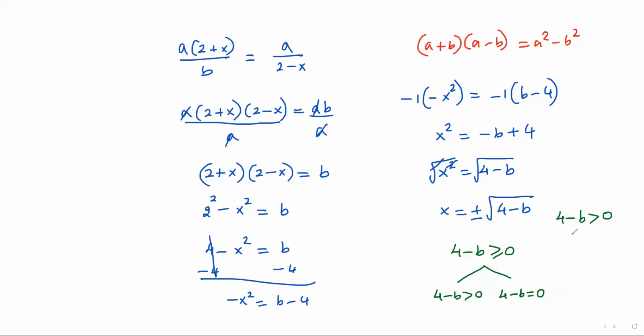Now let's solve for b. I add b to both sides. I get 4 greater than b, or it can be written as b has to be less than 4. So if I take any value for b which is less than 4, then I'll have two solutions for x. So the restriction for the values of b is that b has to be less than 4.